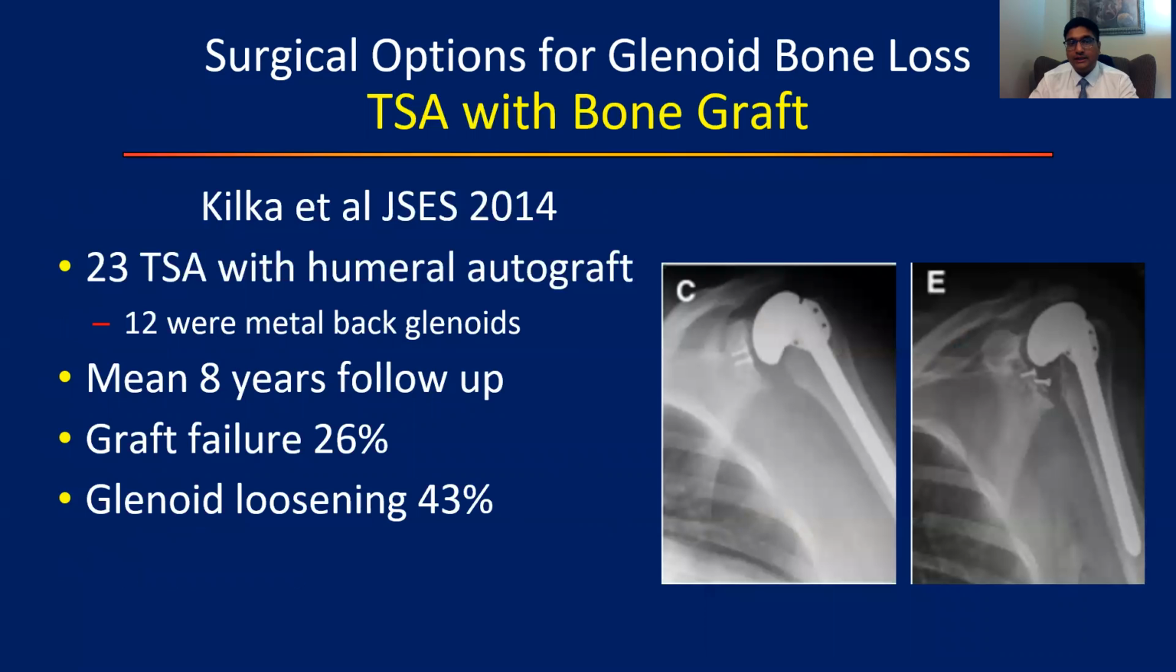Differently from that, Kilka et al. looked at 23 patients with humeral autograft. Now, a thing to be noted about this study is that 12 patients had metal-backed glenoids. That may have been a confounding factor for failure in this cohort. At a mean of 8 years of follow-up, there was a graft failure in 26% of the patients, which is a huge number, and it is very different from the previous study we talked about.